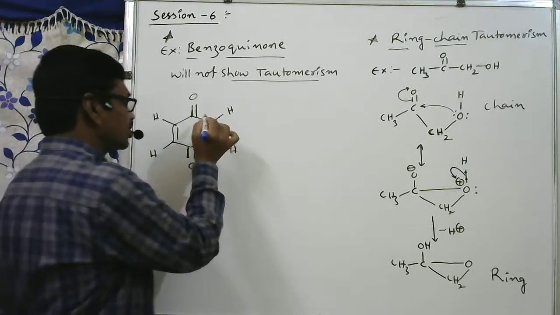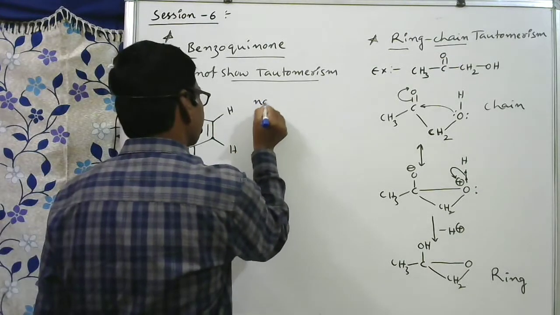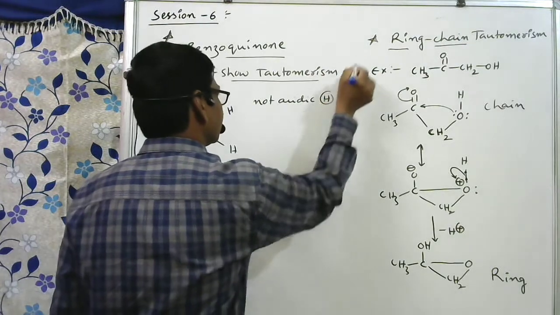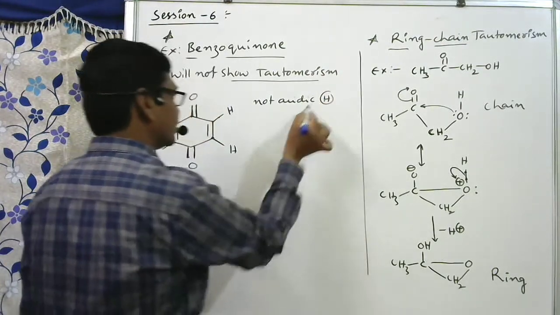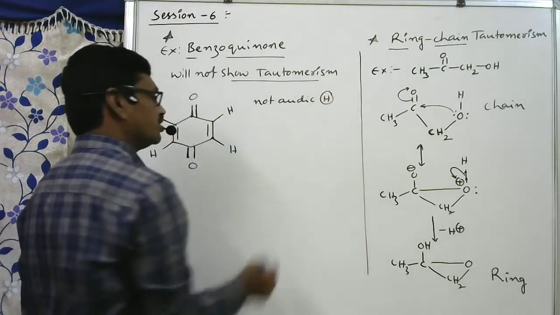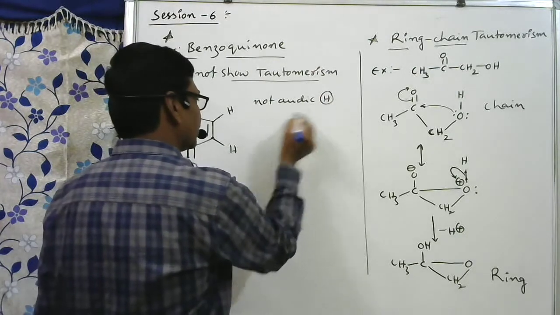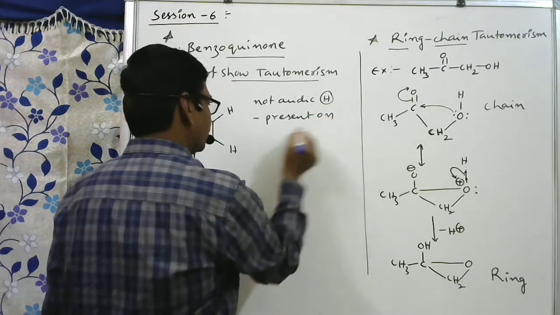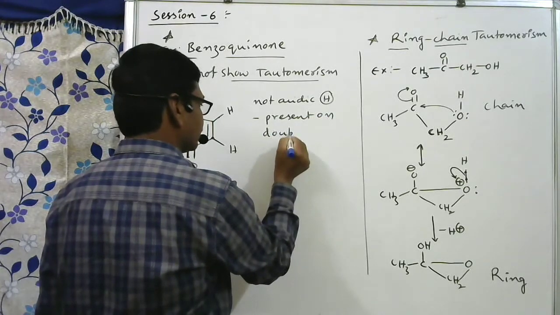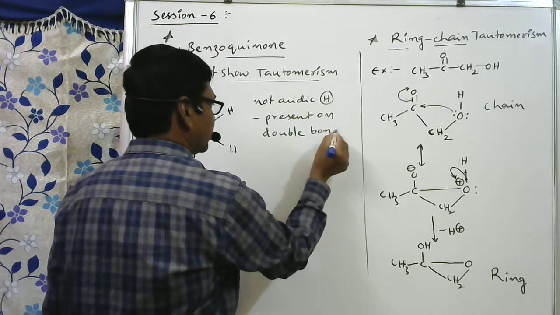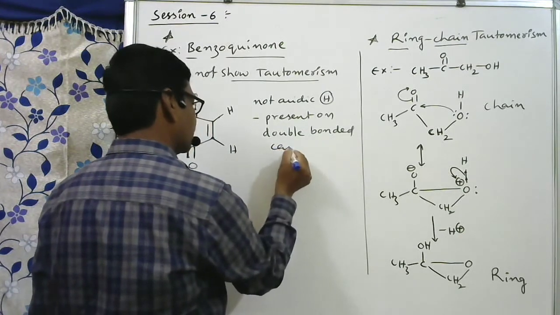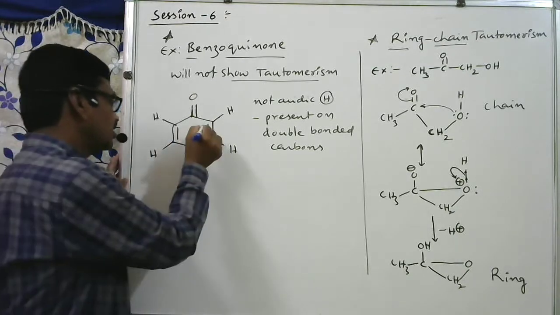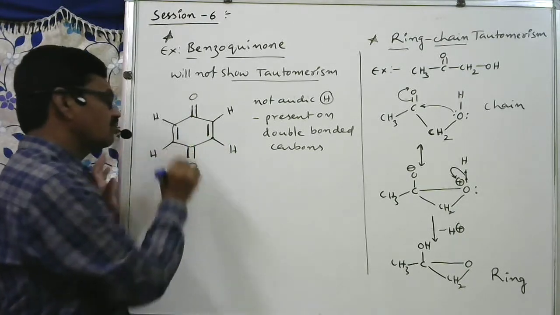Even though alpha hydrogens are present, these are not acidic hydrogens. Why are these not acidic hydrogens? Because these hydrogens are present on double bonded carbon atoms. See, these are present on double bonded carbon, here also double bonded carbon, here also double bonded carbon atom.